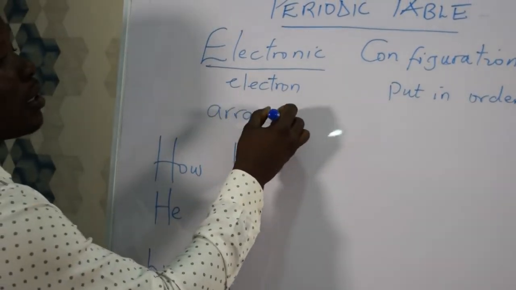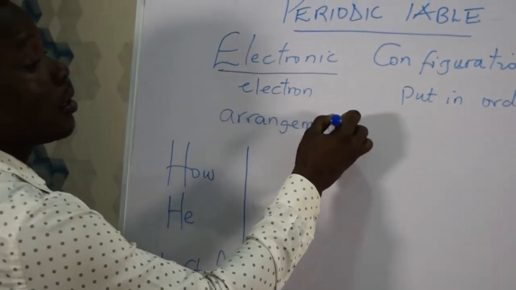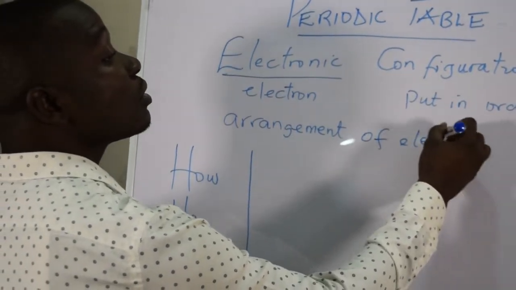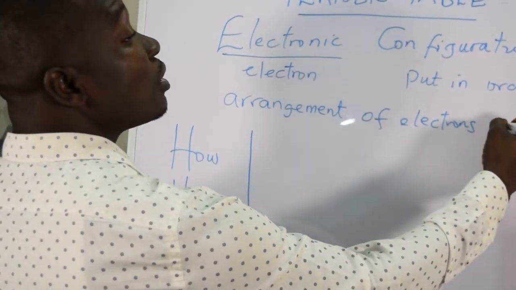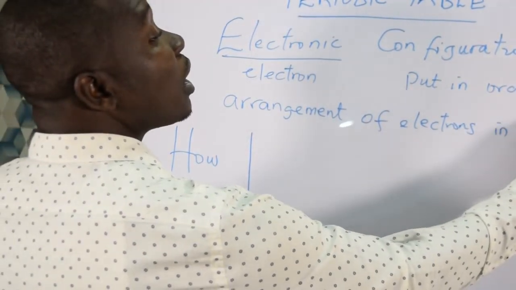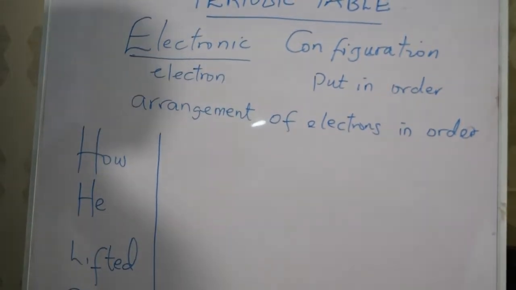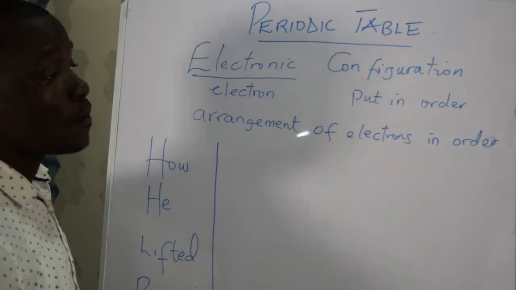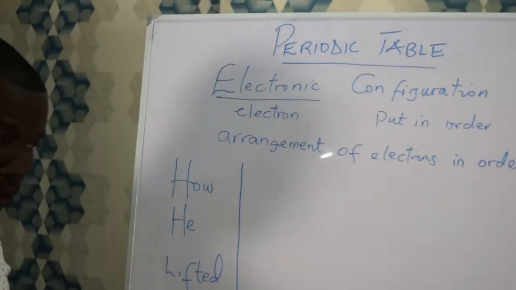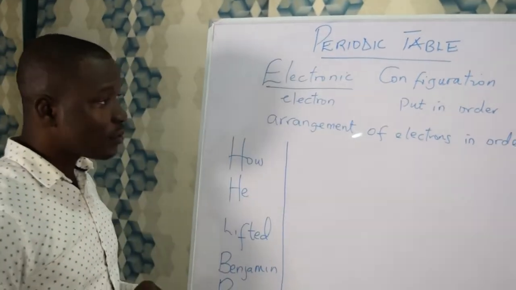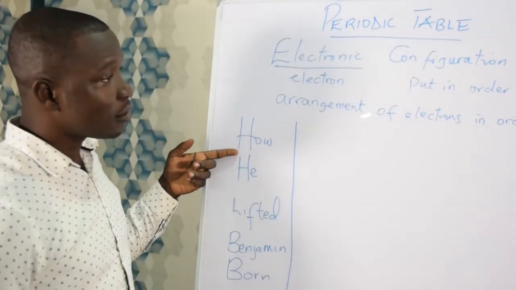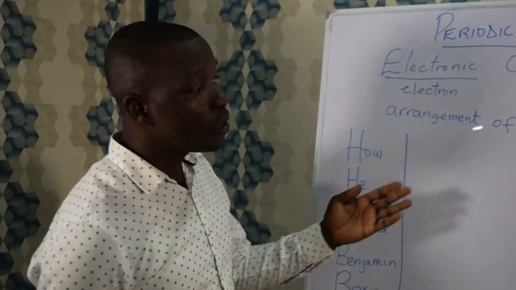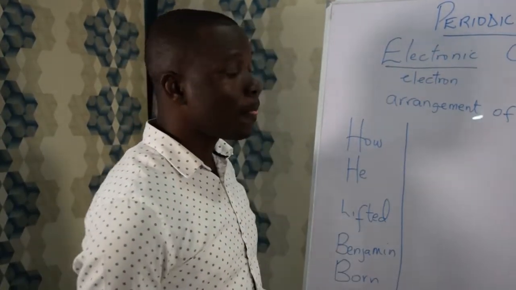So electron or electronic configuration means the arrangement of electrons in order. The arrangement of electrons in order, of course, in an element. So the new thing that I'm introducing is that every element has electrons, and we need to arrange them in order.